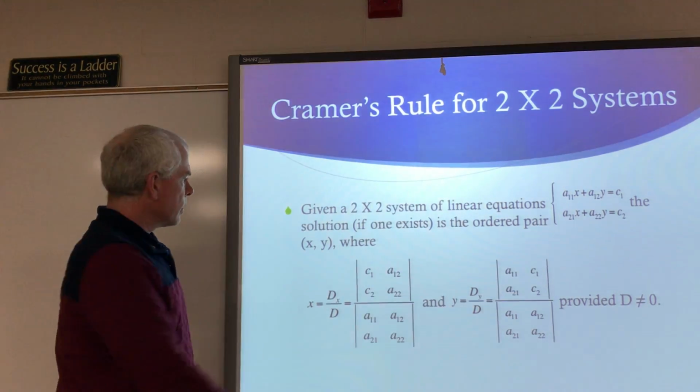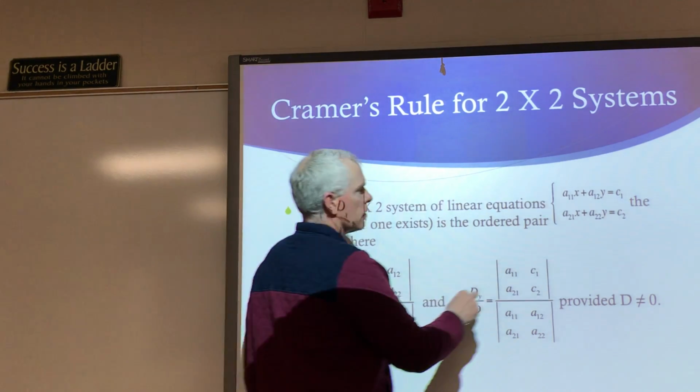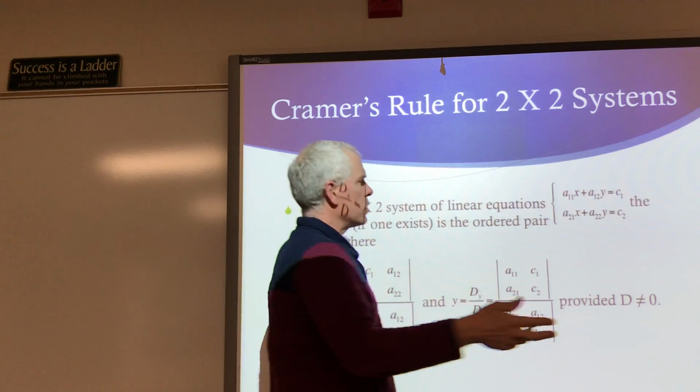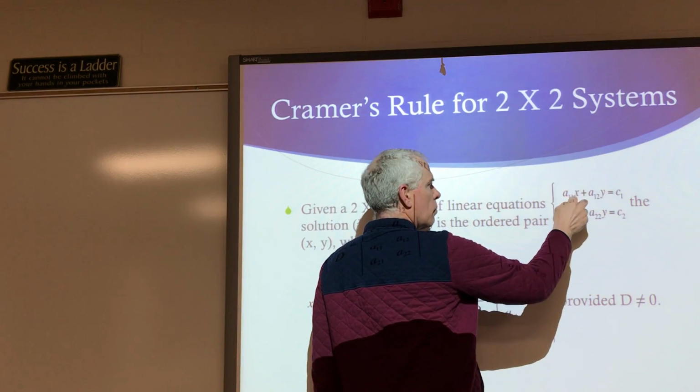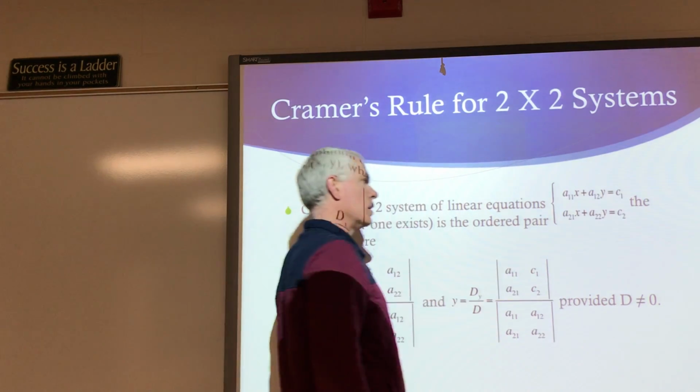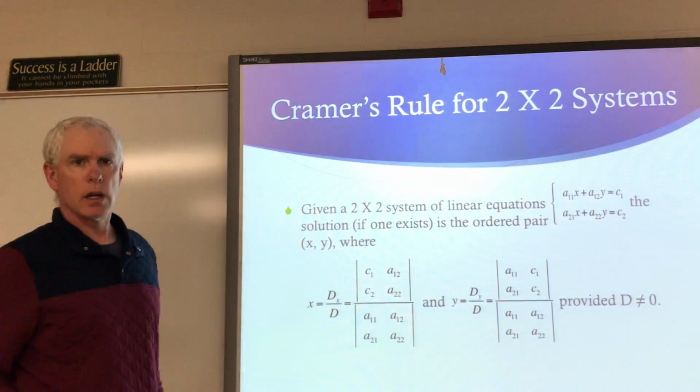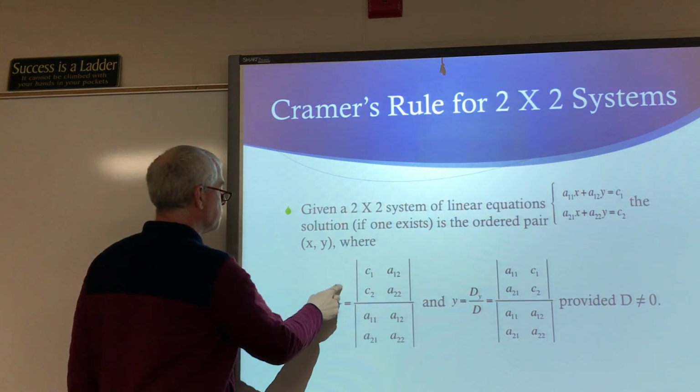And then when I find x, the numerator is going to be the coefficient matrix, except you replace the numbers out in front of x with the constants. And then when you're looking for y, you replace the numbers out in front of y with the constants. And I'll go through an example with you here.